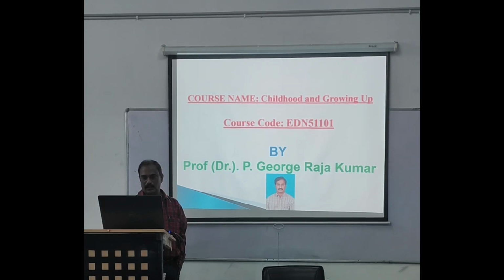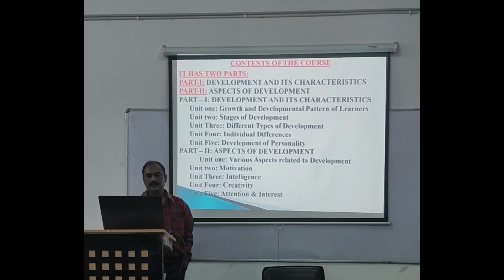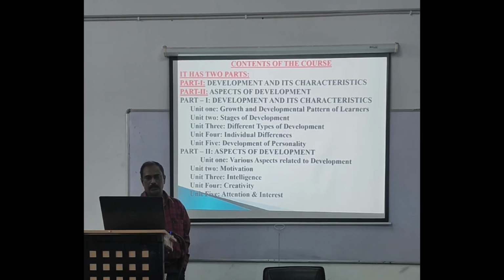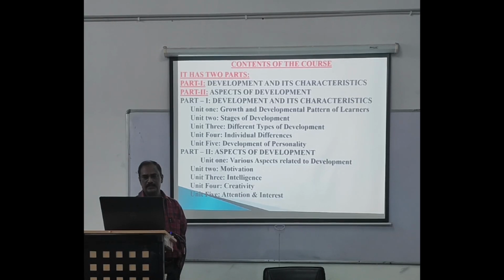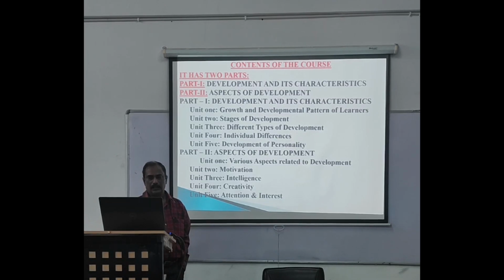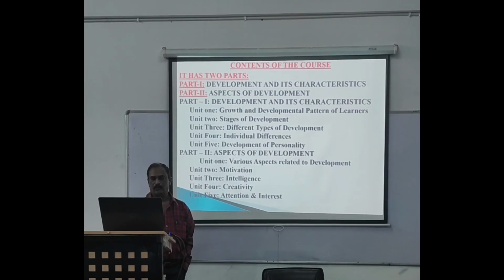The course name is Childhood and Growing Up, course code EDN 51101. This course has two parts, part 1 and part 2. Part 1 is development and its characteristics, and part 2 is aspects of development. In part 1 we have 5 units, and in part 2 also we have 5 units.